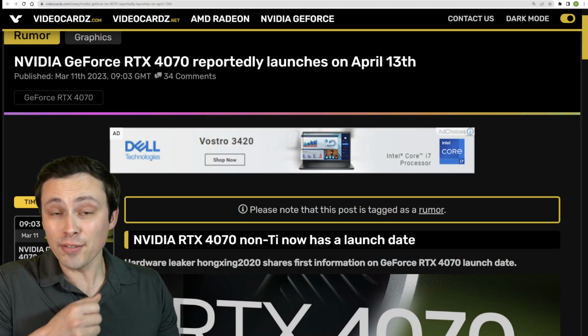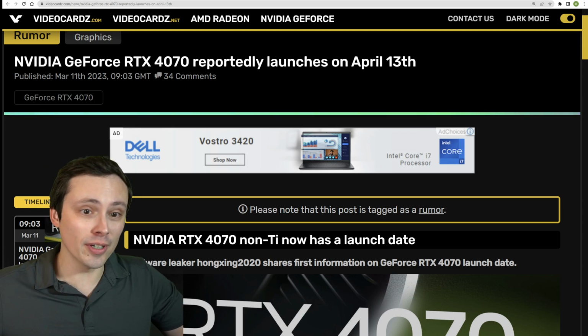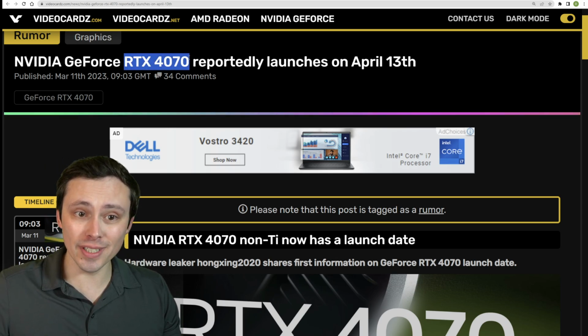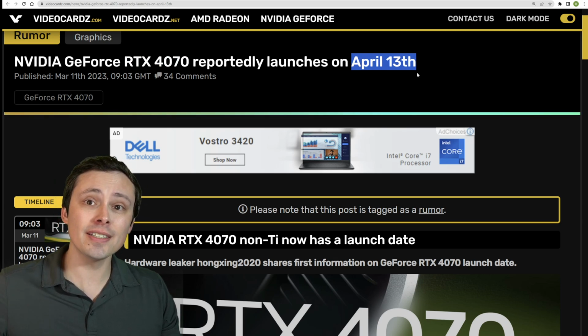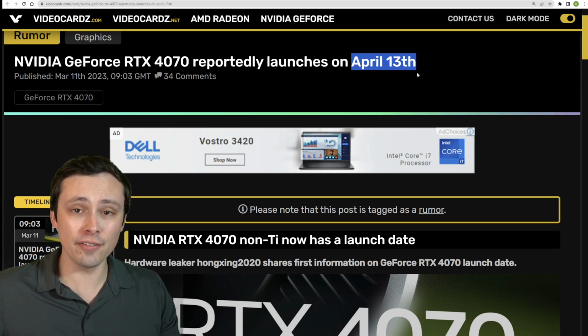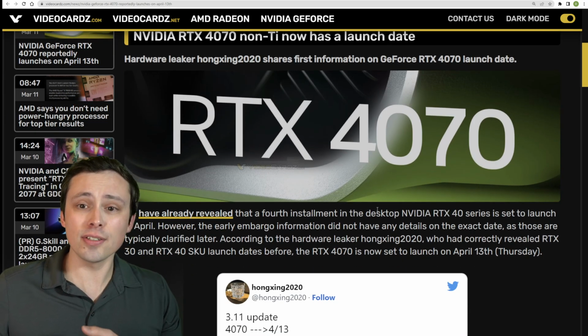So many of us are waiting for an RTX 40 series card that doesn't cost $800 or more. Well, we should be seeing the RTX 4070 on April 13th. Now, to be clear though, this is a leak. This is not official. However, let's get into why I think this is a pretty solid leak.